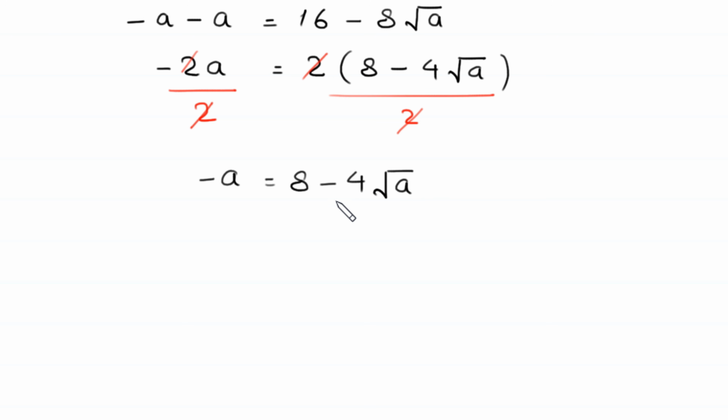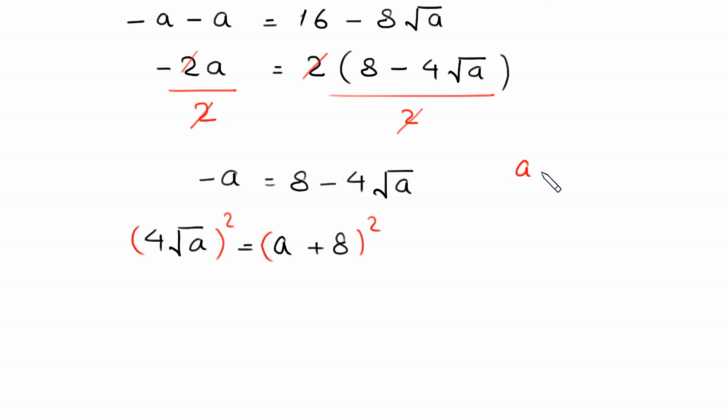Now we move this negative 4 times root a to the left hand side, and this negative a to the right hand side. Then this equation will become 4 times root a is equal to, this negative a will become positive a, and this plus 8. From here we take square of both sides.